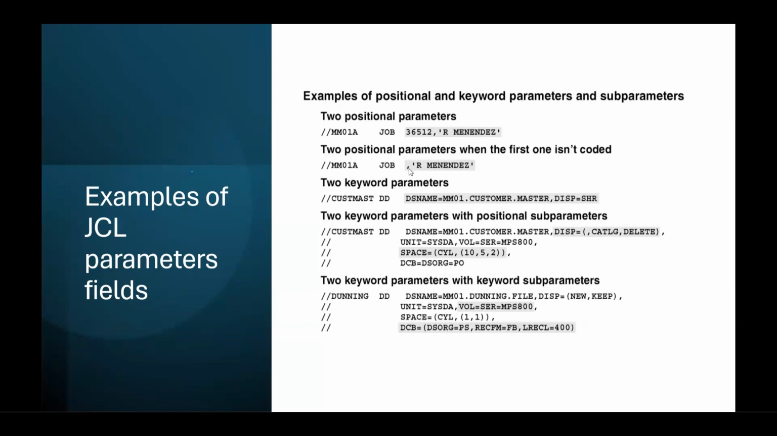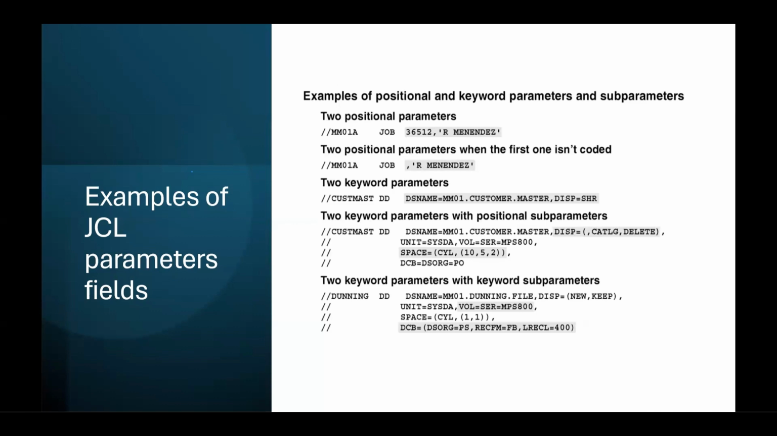That's why we have marked it as a comma. Then we have the information about the programmer. This is the example of a positional parameter. If you hear the term positional parameter, this is the information about the positional parameter.